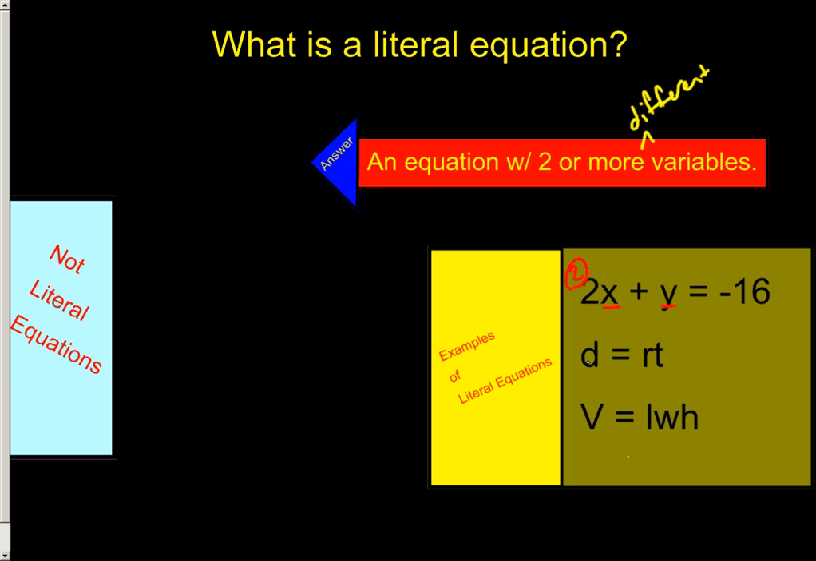Here's the formula for distance. Distance equals the rate times the object's time. So distance equals rate times time. Three different variables. Yep, that's two or more.